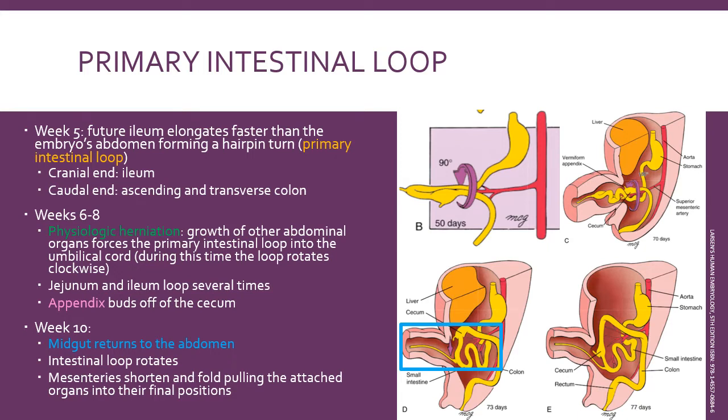Now this week in some of the supplementary materials, you'll look over birth defects called gastroschisis and omphalocele, and those are birth defects that occur because the intestines do not make it back into where they are supposed to be. But you can read more about that later. In the meantime, week 10, the intestinal loops are rotating again, and the mesenteries are shortening and folding. And that action by the mesenteries is pulling the organs into their final positions, keeping the intestines packaged the way they're supposed to be within the abdomen.